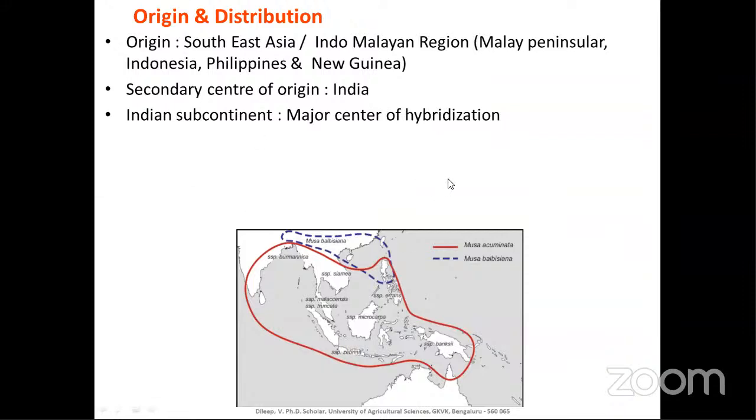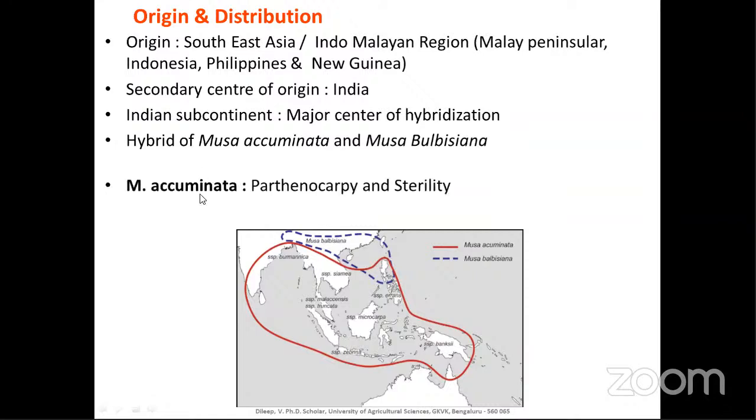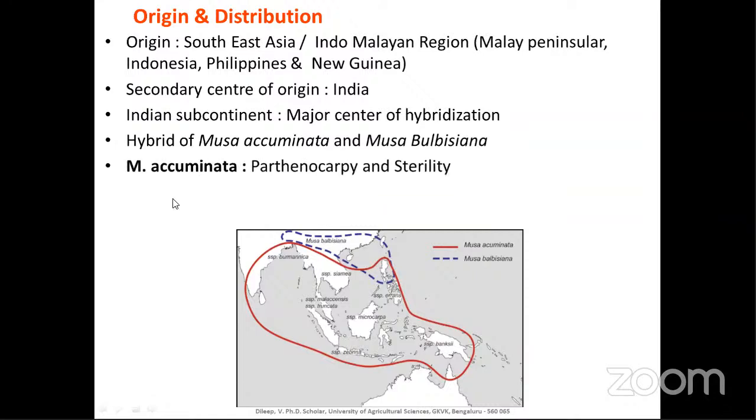That means it has got hybridized, and note that too much diversity is present in this region, that is, the Indian subcontinent. So it is one of the major centers of hybridization. Though the species originated elsewhere, in the Indian subcontinent region it has diversified. So the cultivated banana is a hybrid of Musa acuminata and Musa balbisiana. We know that. And this is one of the important things.